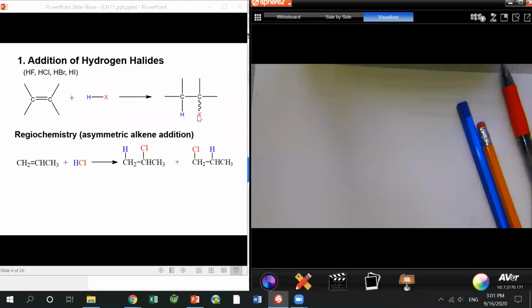There's one tricky thing about this reaction. If it's a symmetrical alkene, both carbons are the same, so it doesn't matter which carbon picks up the hydrogen. But if it's an unsymmetrical alkene, for example propene, and you react with HCl, there are two possible products.